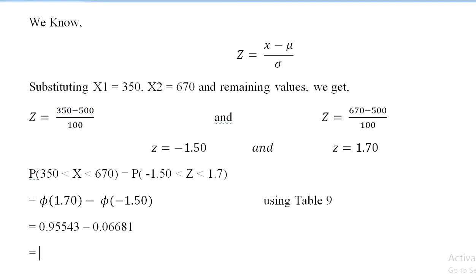तो आपके पास जब इनको सब्ट्रैक्ट करेंगे तो आ जाएगा 0.95543 minus 0.06681. That is 0.88862. So this is your answer.